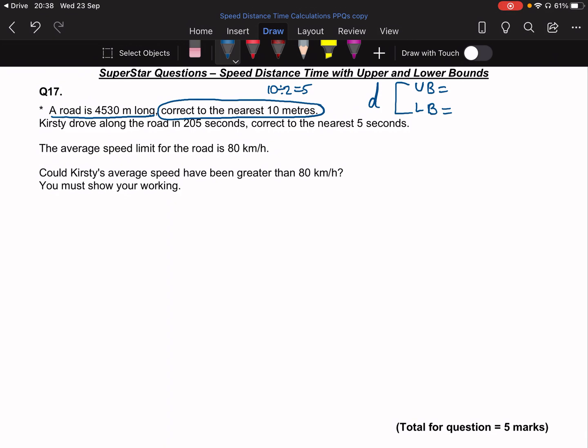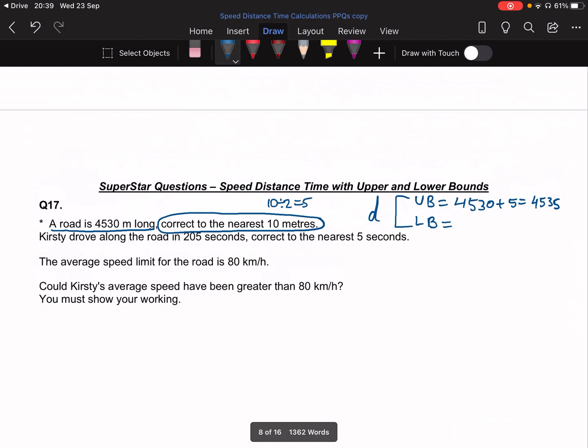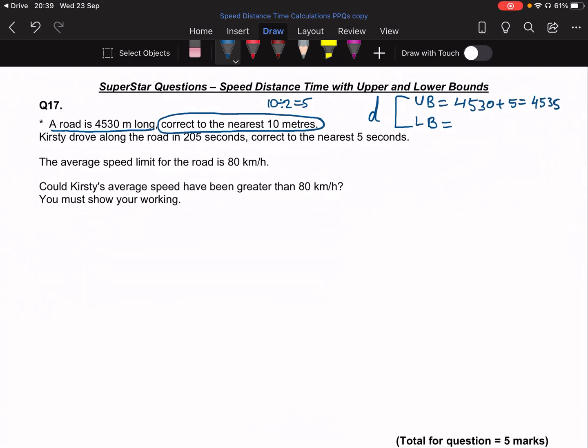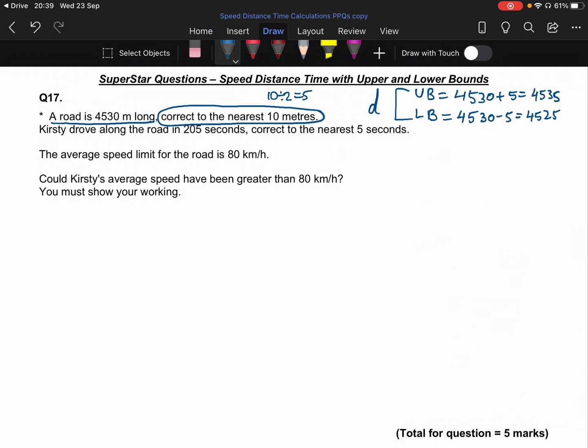To work out the upper bound, you add this number to your original. So to 4,530, I'm going to add 5, and I'm going to get 4,535. So the longest this road could have been is 4,535 meters. And for the lower bound, I'm going to take the same number away. So 4,530 take away 5 is 4,525. And that's the shortest this road could have been. Now you're going to tell me, well, actually, 4,535 doesn't round to 4,530. But this is where error intervals and stuff like that comes in, which we're going to take a lesson to talk about together. But for now, you just have to memorize this method.